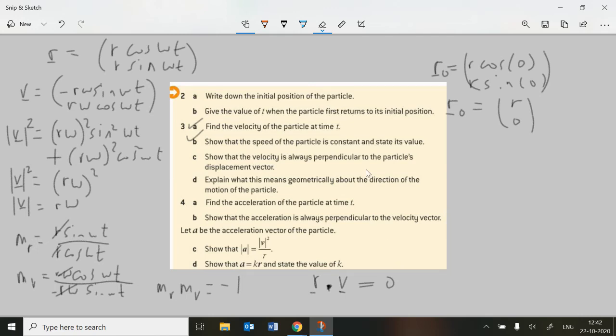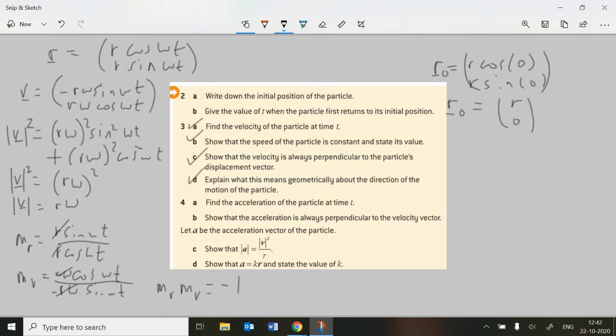Okay, and I think probably it's better to use the dot product in this case. I'm not going to do that one now because I've already shown you another way. So there we go, that one's done. And then explain what this means geometrically. Well, we talked about this. It means that the velocity is always at right angles to the radius or the distance to the center.